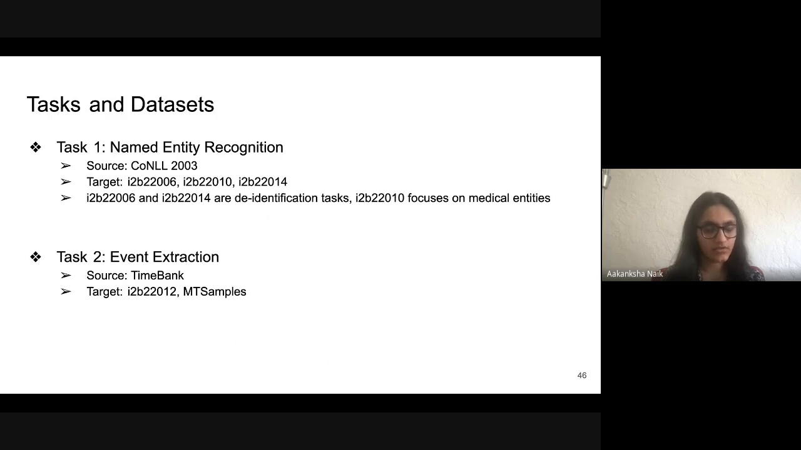In the second task, which is event extraction, the two target datasets that we looked at are I2B2 2012 and MIMIC samples, which is the event extraction dataset from the previous set of experiments on likelihood-based instance weighting.